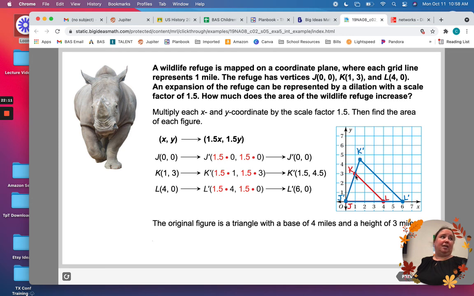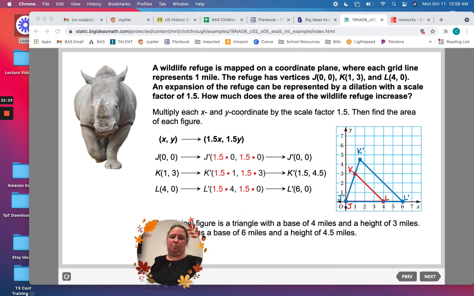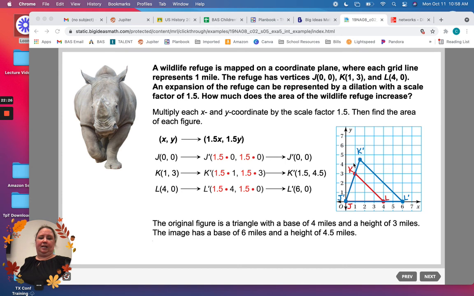So how do you find the area of a triangle? 1/2 base times height. So you're going to do 1/2 of 4 times 3 to find the red triangle area. Okay, this base is 4, the height is 3, so 1/2 of 4 times 3 is what? 6. So the area of the red triangle is 6.